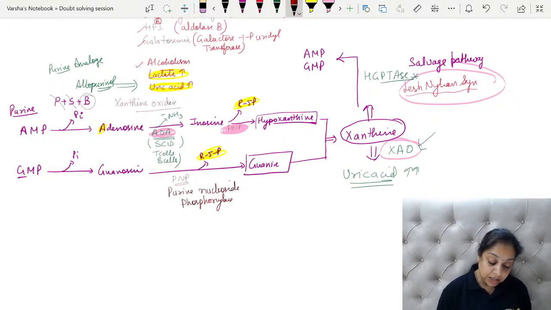right? And there are conditions in which Pi level goes down. अगर inorganic phosphates का level कम हो जाएगा, then what is going to happen?